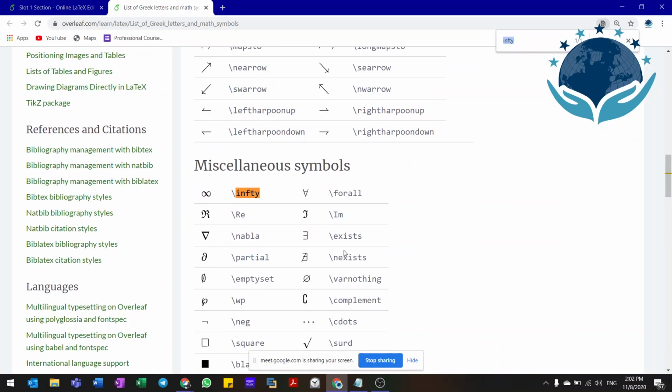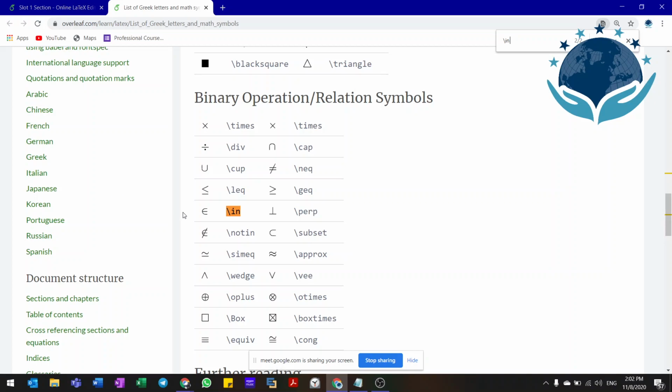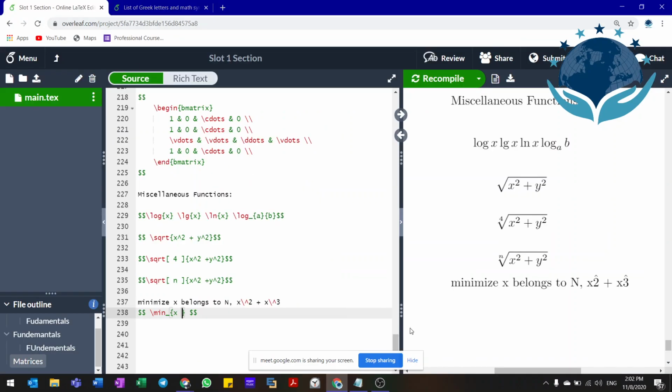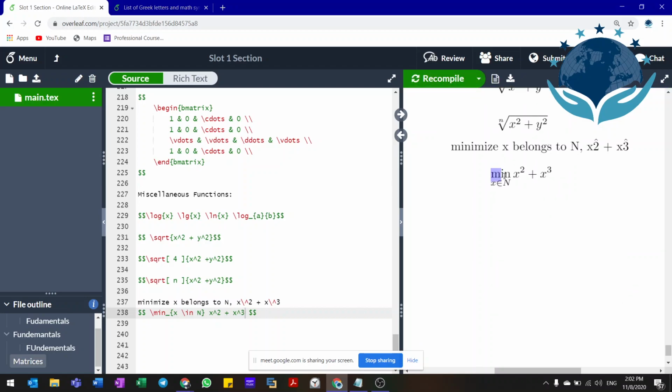I don't know where it is, \in. Okay, now you can see it is here, so \in. So now here you can use \in N. So which means that minimum of x belongs to N. So what is the function? x squared plus x cube. Okay, you can see that it is printed exactly.